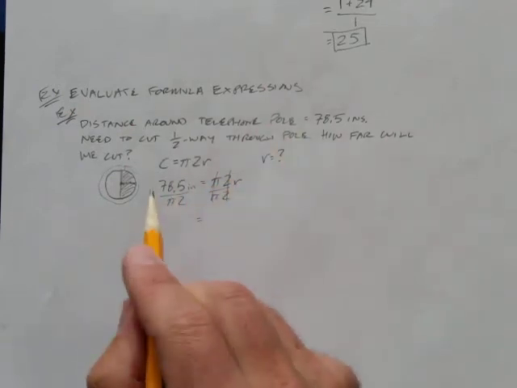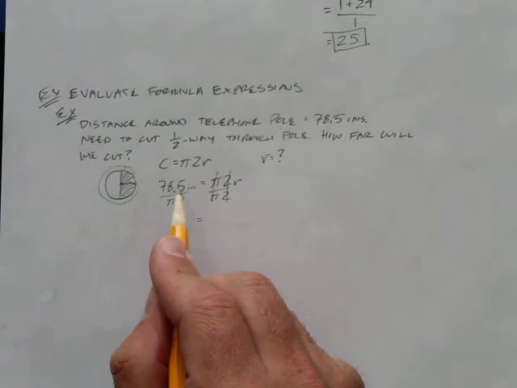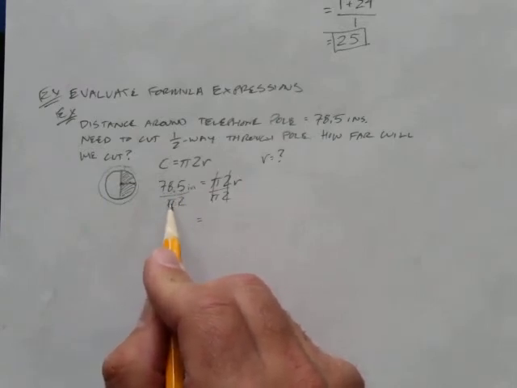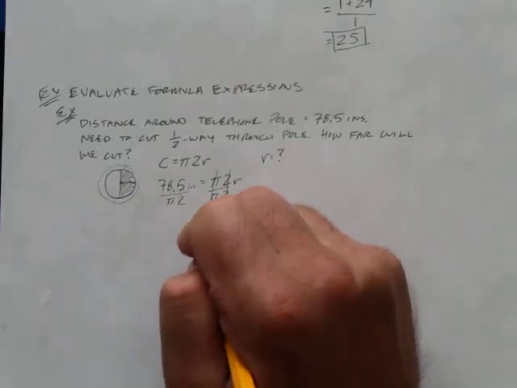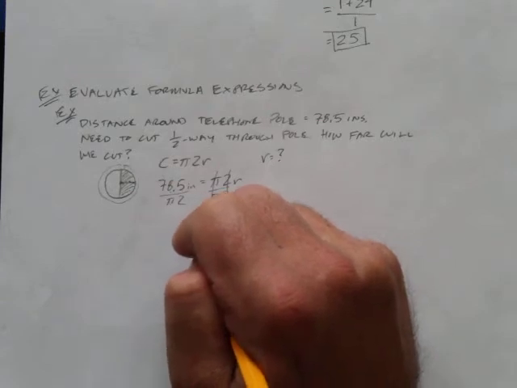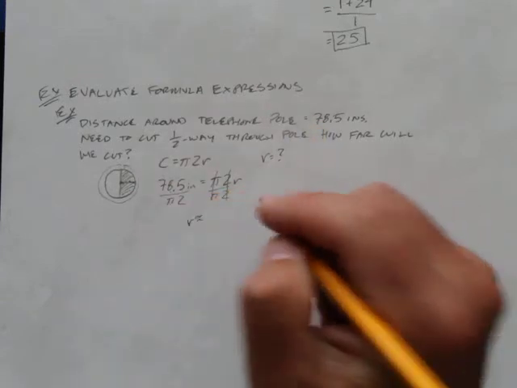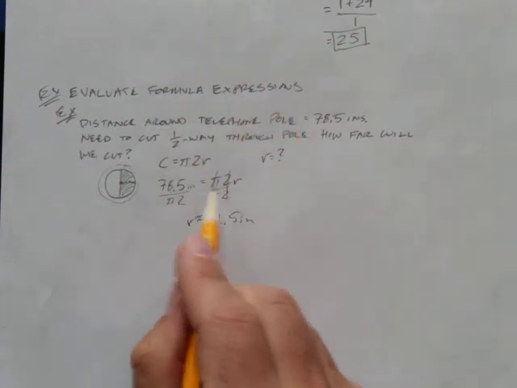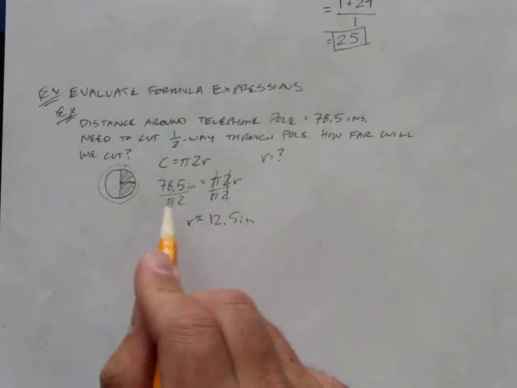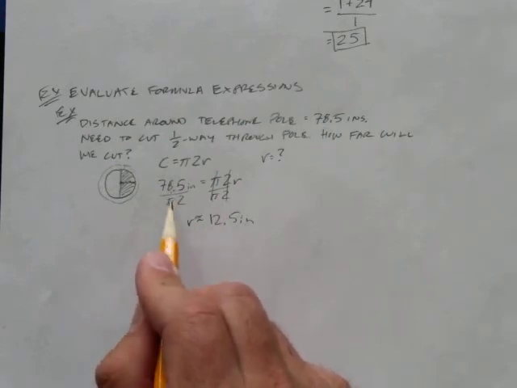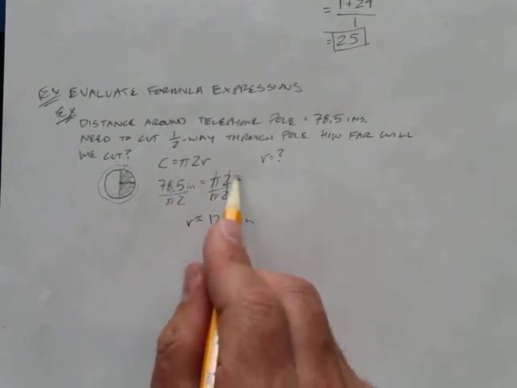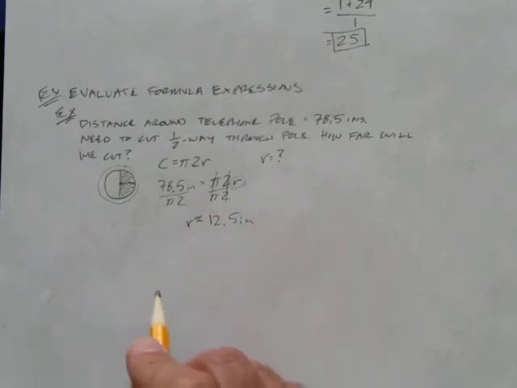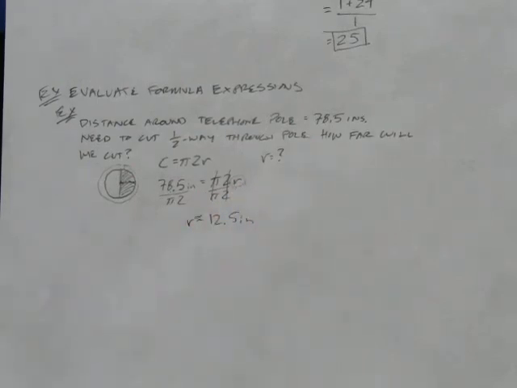Now, if I were to put this into my calculator, 78.5 divided by 2 times pi, then I would end up with the radius being approximately 12.5 inches. But this is how we set it up. We divide both sides by pi times 2, plug that into our calculator, and then you get the radius, because I have the radius all by itself on this side now. All right, so that is that one.